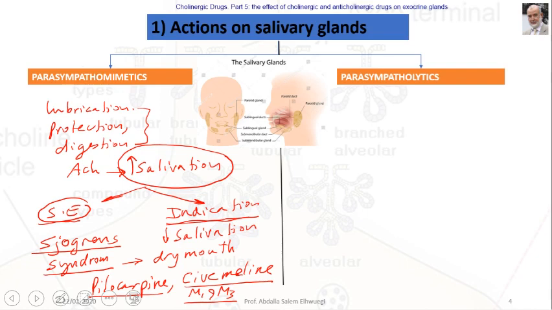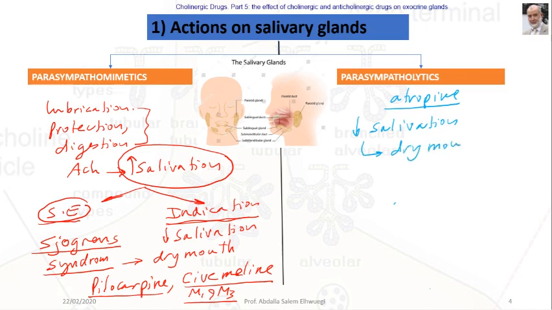On the other hand, atropine-like drugs, or parasympatholytics, produce exactly the opposite effect. They will decrease salivation, and once they decrease salivation they produce what's known as dry mouth. Dry mouth is a side effect, and it's a very common side effect with atropine-like drugs. Therefore, if I use atropine-like drugs in the treatment of, for example, diarrhea, we expect that they can produce dry mouth as a side effect.